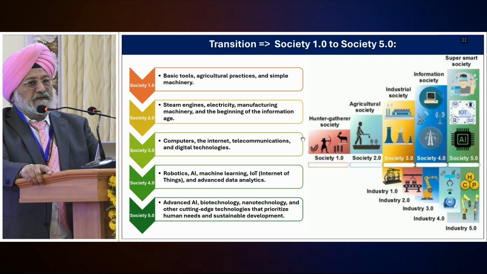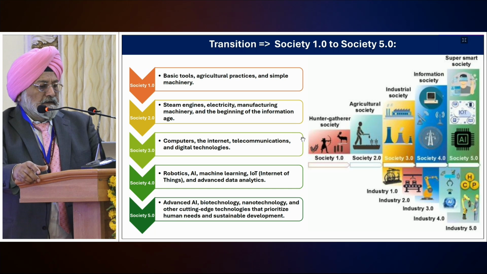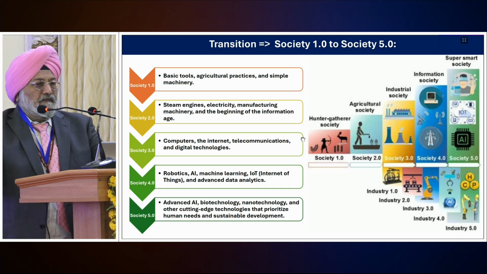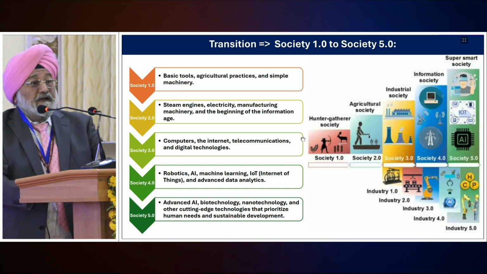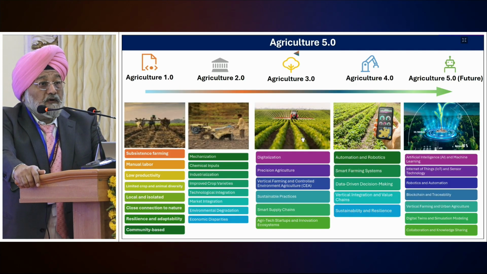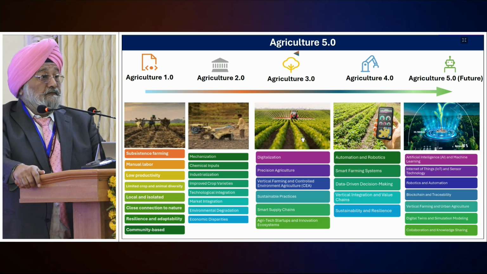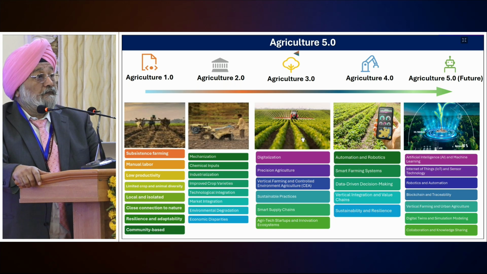Changing phases of society. Right now, I am at society 4.0 and society 5.0, somewhere in the middle of it. Most of the countries are talking about robotics, AI, machine learning, IoT, advanced AI, biotechnology, nanotechnology. So all of us, we are talking about it. Similarly, talk about agriculture. People have gone up to agriculture 5.0. We are still at anywhere between agriculture 2.0 and agriculture 3.0.